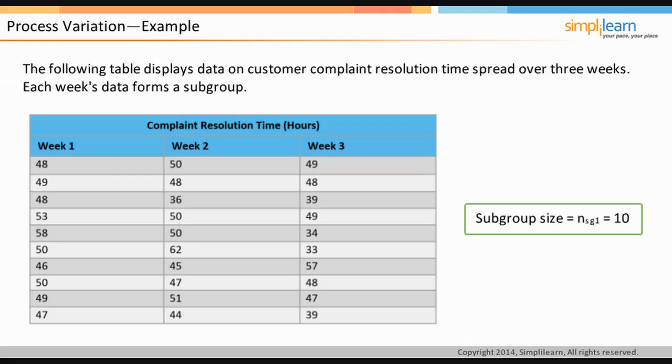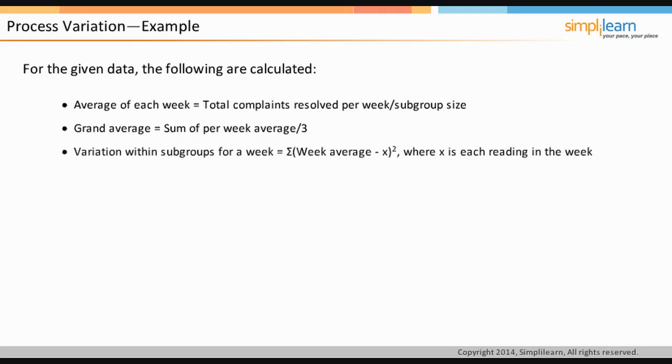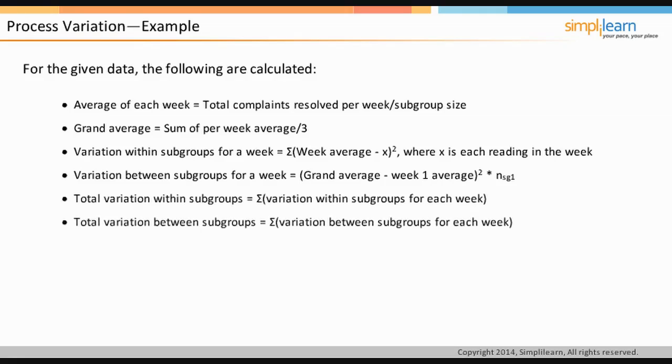Let us understand how long-term and short-term standard deviations are calculated for this data. The average for each week is calculated by dividing the total number of complaints resolved by the subgroup size. A grand average is also calculated for all the 3 weeks. The variations within subgroups and between subgroups for each week are calculated. This is followed by calculating the total variations within and between subgroups.